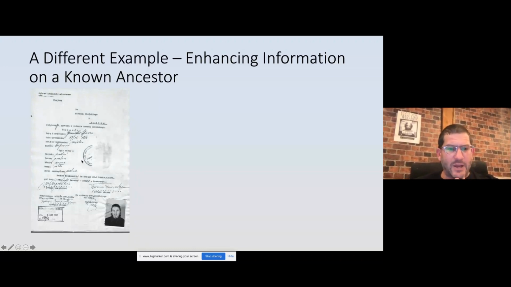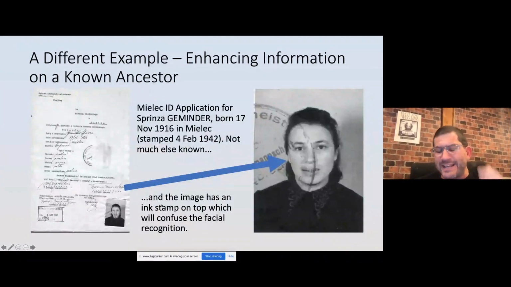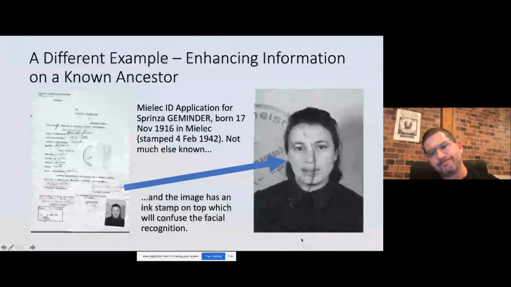But I kept playing around, and I tried to push the limits of what this would do. So, for example, this is a Sprinza Geminder, and I said, I wonder what I can do here. So this is a little bit more challenging because the ink stamp crosses her face. And you can imagine facial recognition software is going to struggle with this because it's trying to look for the contrast between the pixels, and it's going to get confused.